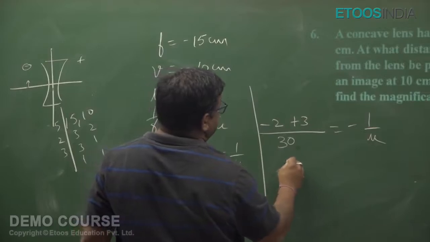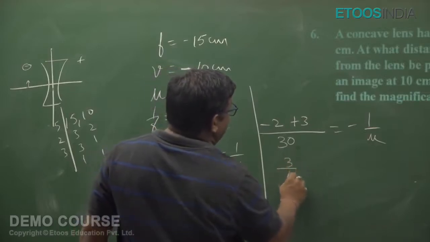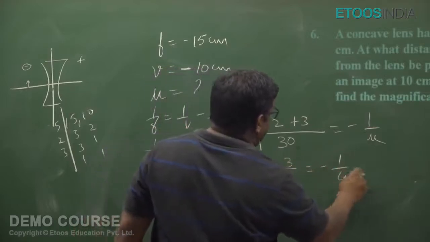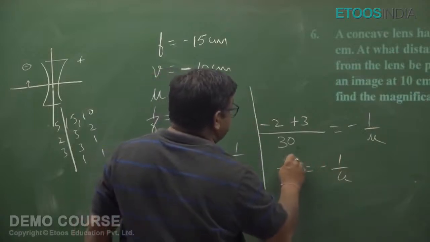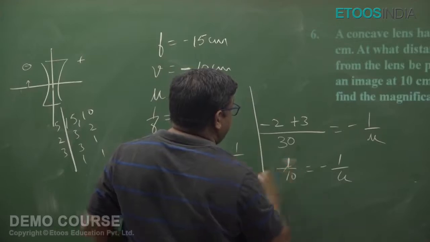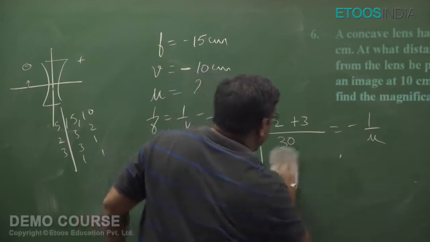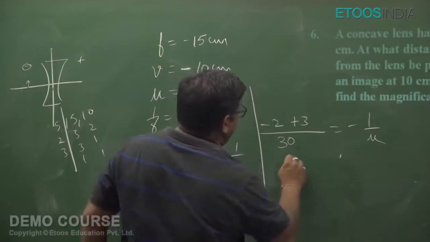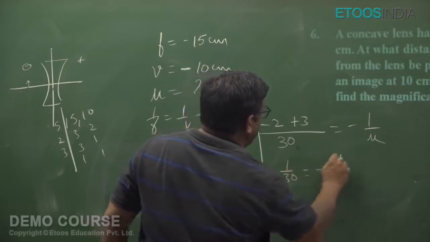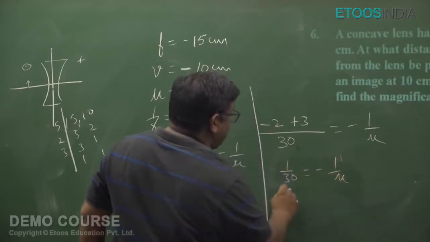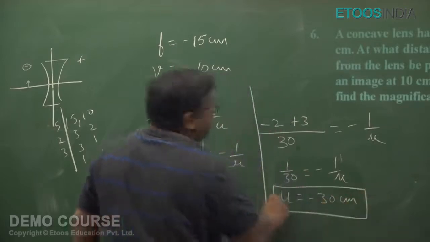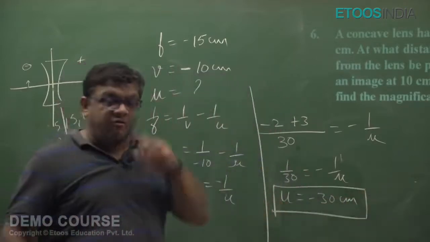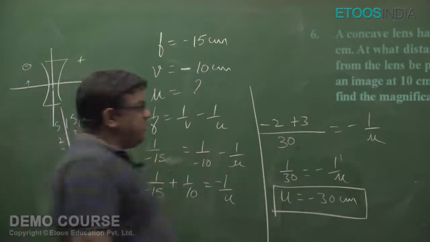So, the answer is 1 upon 30, it's not 3, it's 1, is equal to minus 1 by u, or u is equal to minus 30 centimeter. Is it clear? Now we need to find the magnification also.